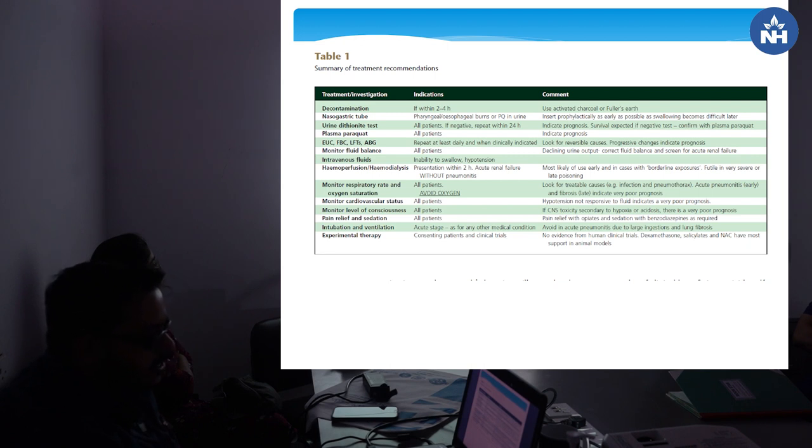For pain relief, we use sedation with opiates and benzodiazepines. Intubation and ventilation is avoided in acute pneumonitis due to large ingestion and lung fibrosis. And there is no evidence from human clinical trials for use of dexamethasone, salicylates and N-acetylcysteine.